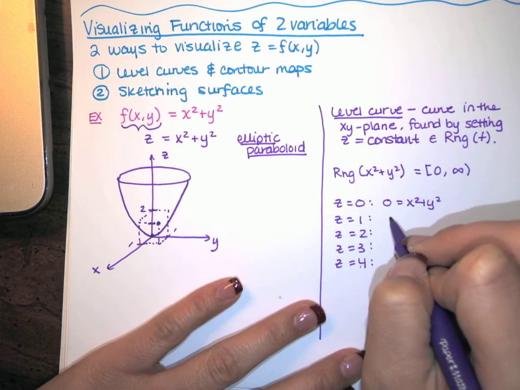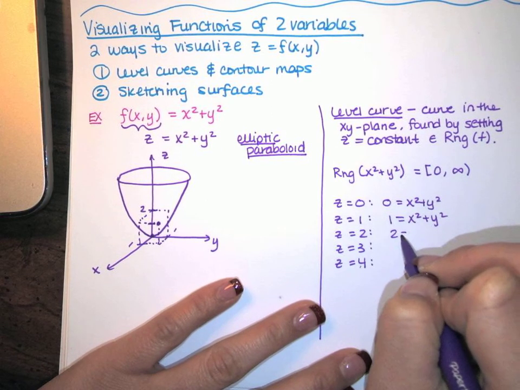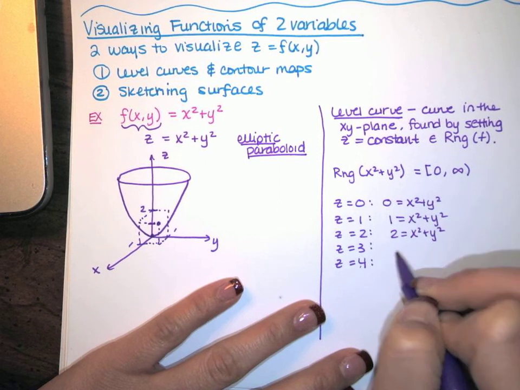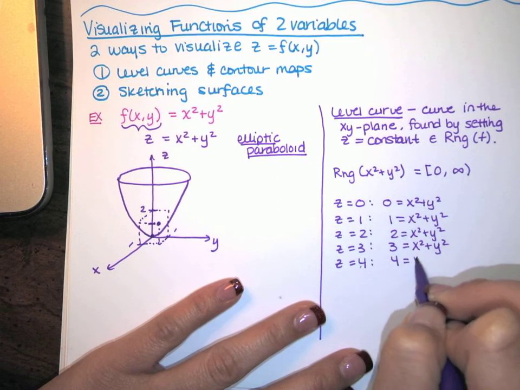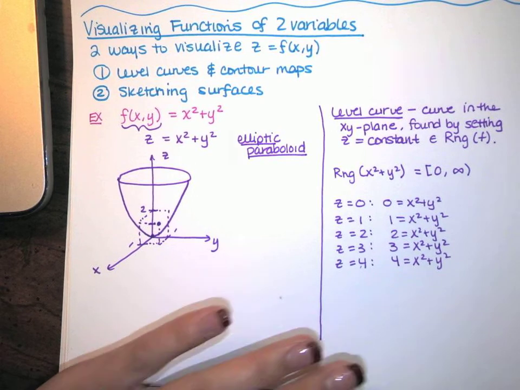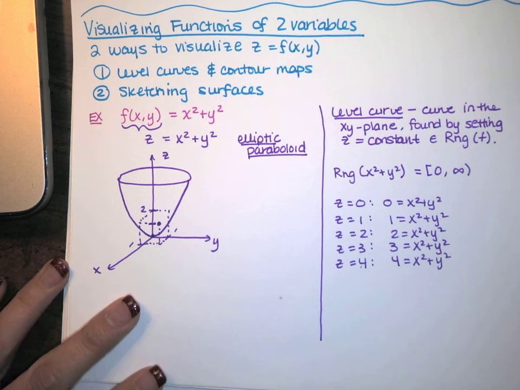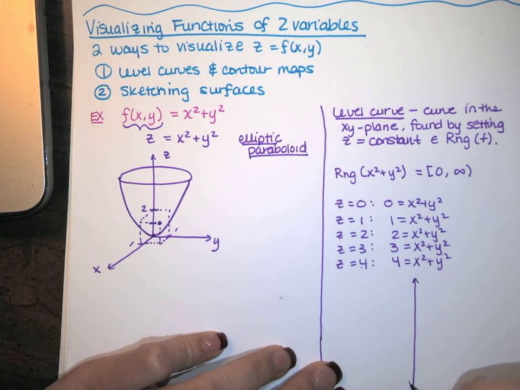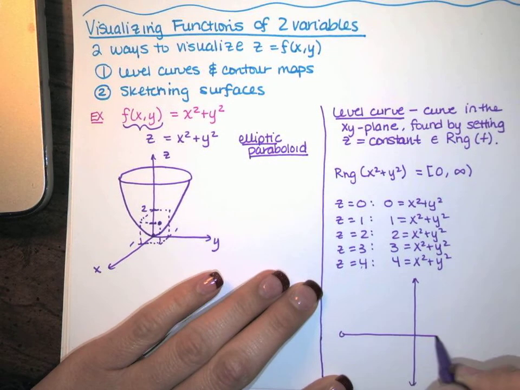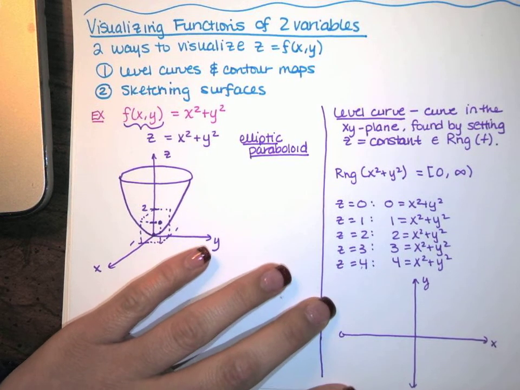So I've got 0 equals x squared plus y squared, 1 equals x squared plus y squared, 2 equals x squared plus y squared, 3 equals x squared plus y squared, 4 equals x squared plus y squared. It's probably going to be easiest to graph that one, and that one. So we're going to graph them now. Okay, so we're graphing them in the xy plane, graphing the resulting curves.